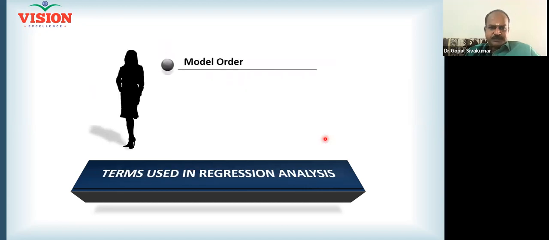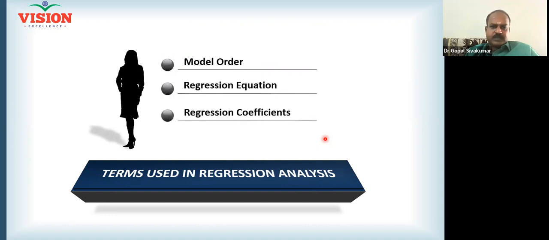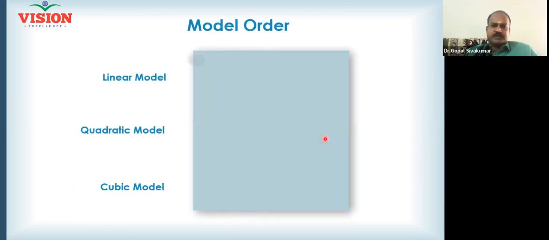So model order, regression equation, regression coefficient, and then residuals. These are all you must know when you want to work with the regression equation. Linear order means the equation will be of this type: y equal to mx plus c. Here, how many x are involved? Only one x. This is called simple linear regression.